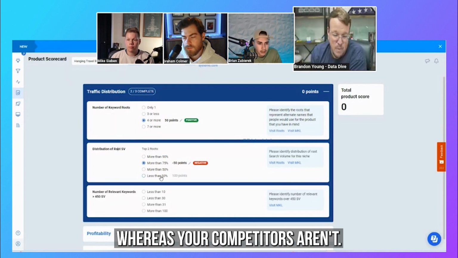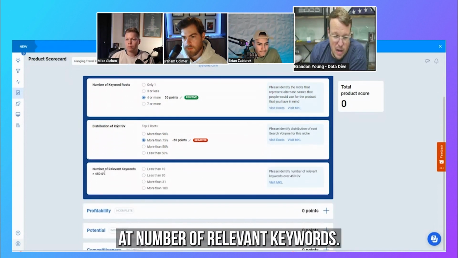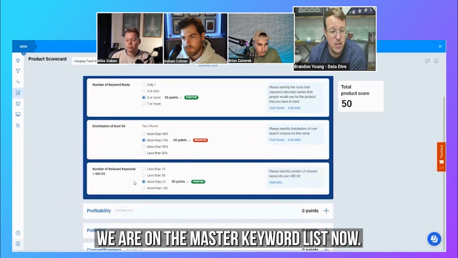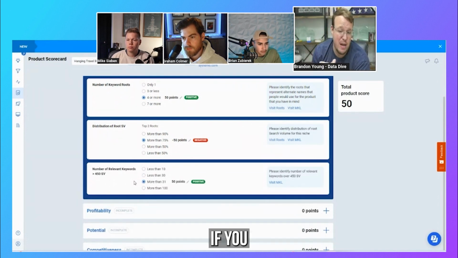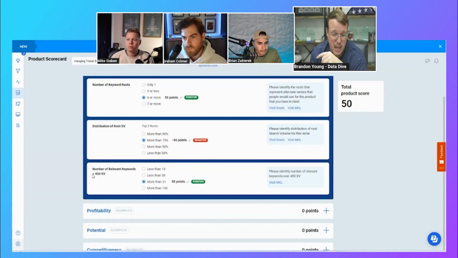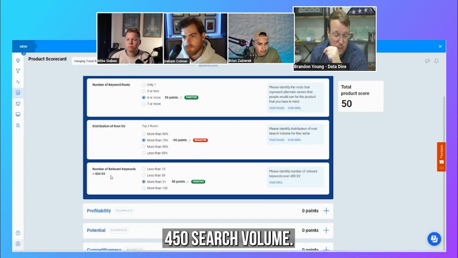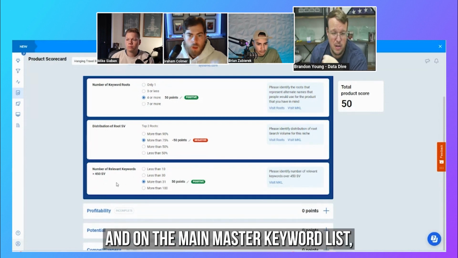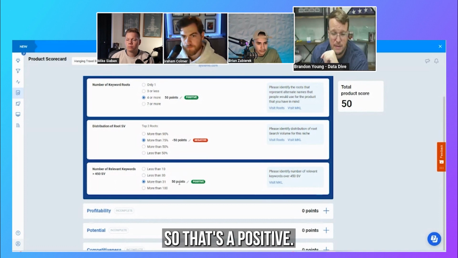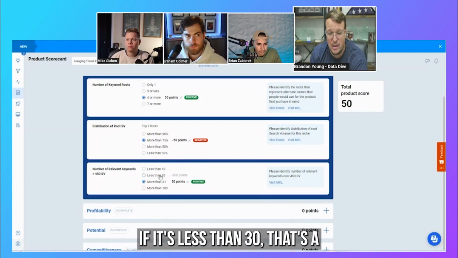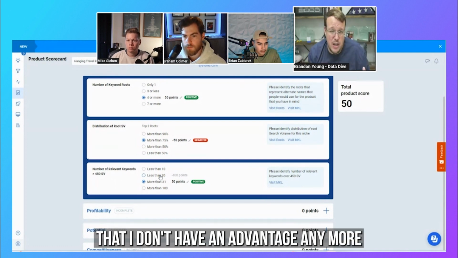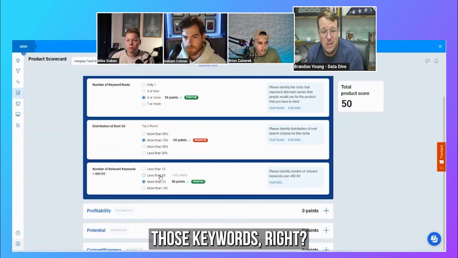Mm-hmm. So we're looking at number of relevant keywords. We had more than 31 on the master keyword list. Now we have a lot more than that if you take into consideration some of those lower search volume, but this is more than 450 search volume. So we're very specific here. And on the main master keyword list, we had over 40 keywords. So that's a positive. If it's less than 30, that's a warning sign to me that I don't have an advantage anymore, because anyone can kind of guess those keywords, right?